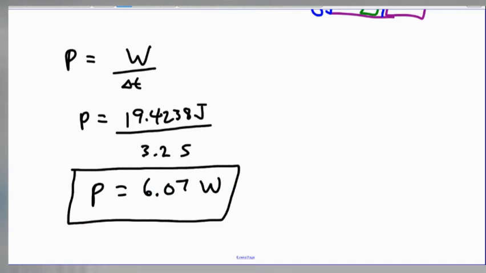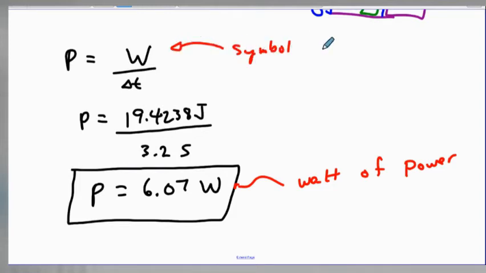Now I do want to remind you that this is a watt of power. This is the symbol for work. Be very, very careful you don't get the watts and the work intermixed. They're very different things.